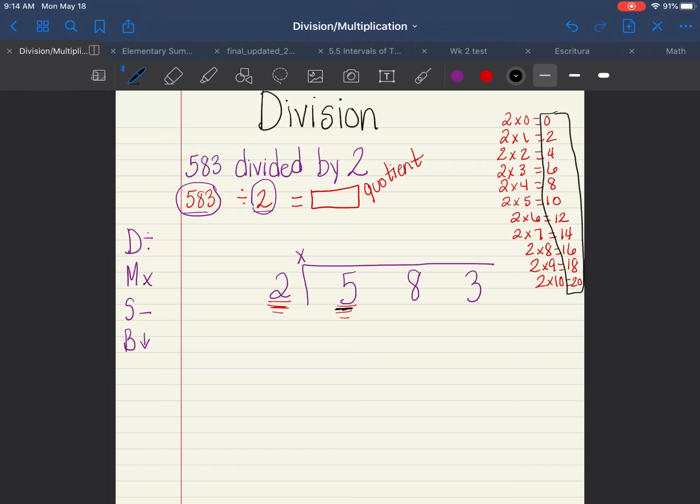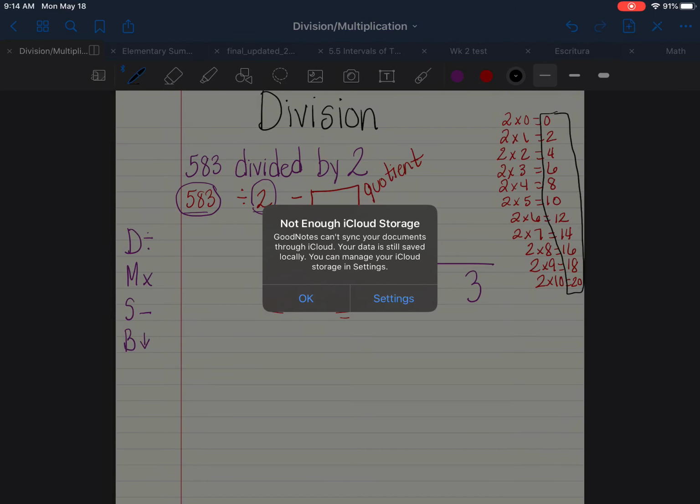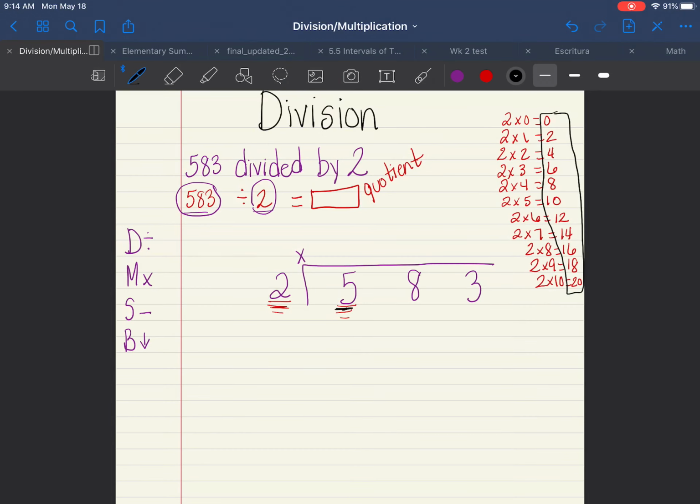So the very first number that we're dividing is going to be 5. So I'm going to go and look in my products. Do I have a 5? I do not. I have a 4 and I have a 6. We cannot use the 6 because it's greater than 5, but we could use the 4. Okay, so if you notice, 2 times what gives me 5? It's going to be 2 times 2.